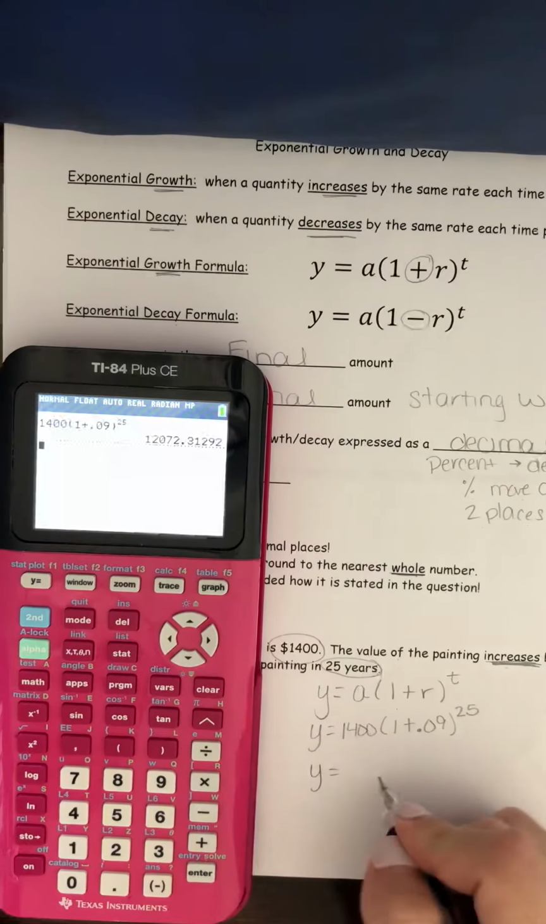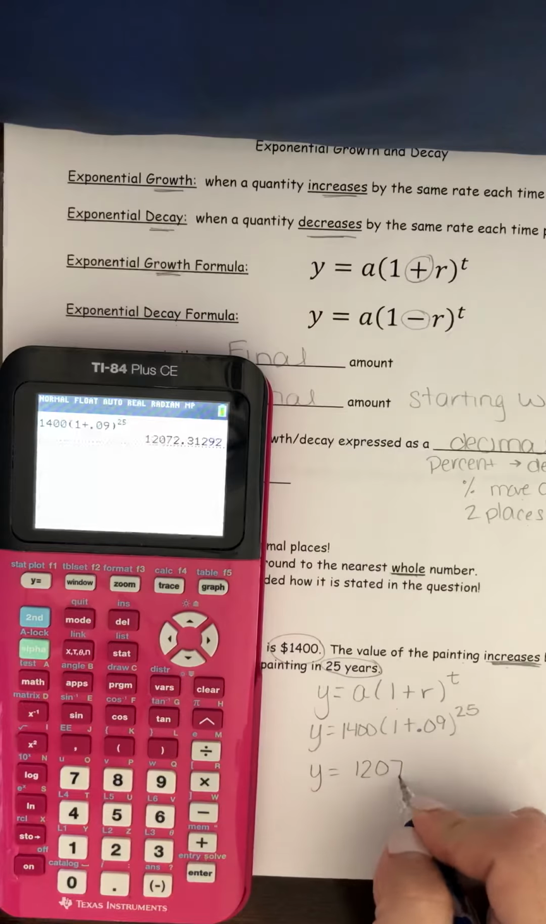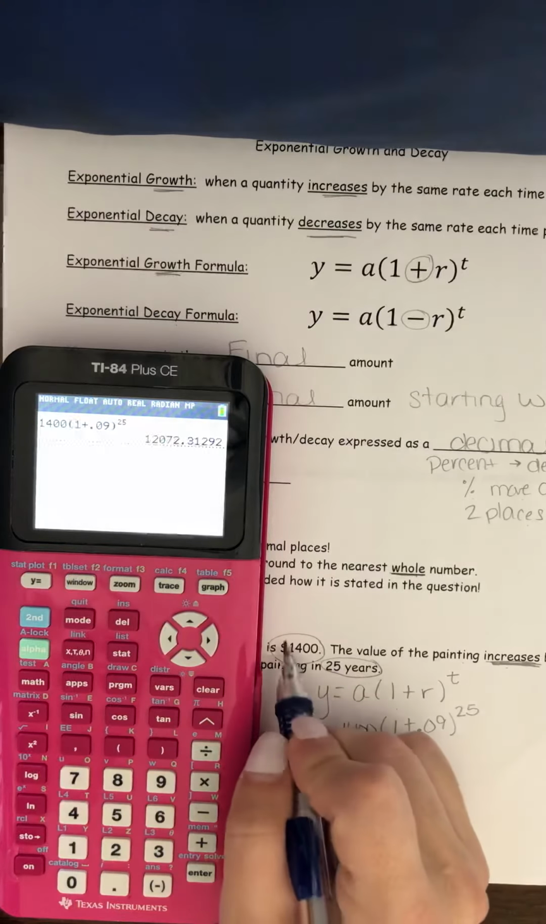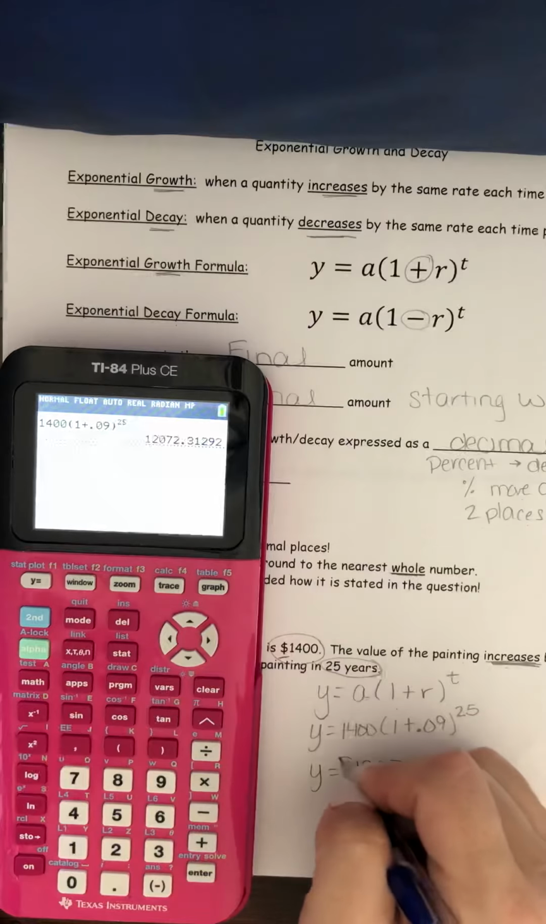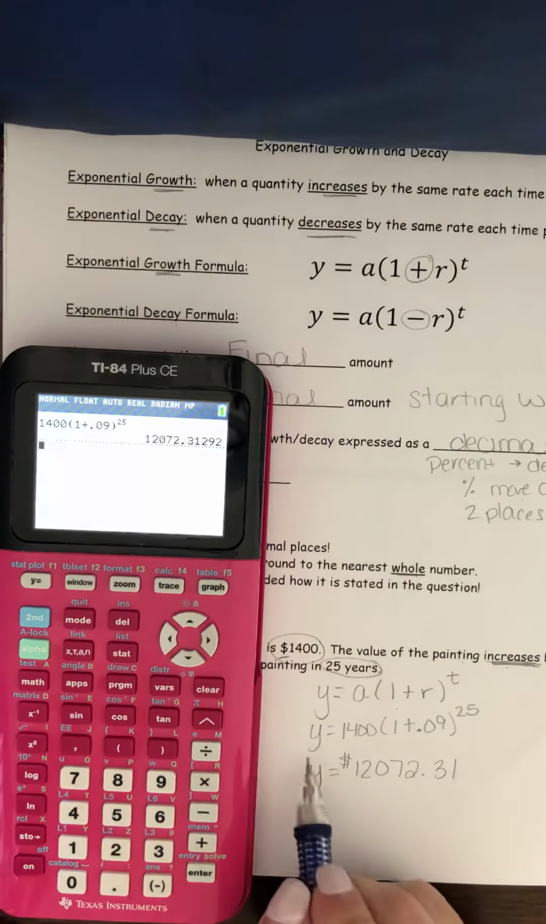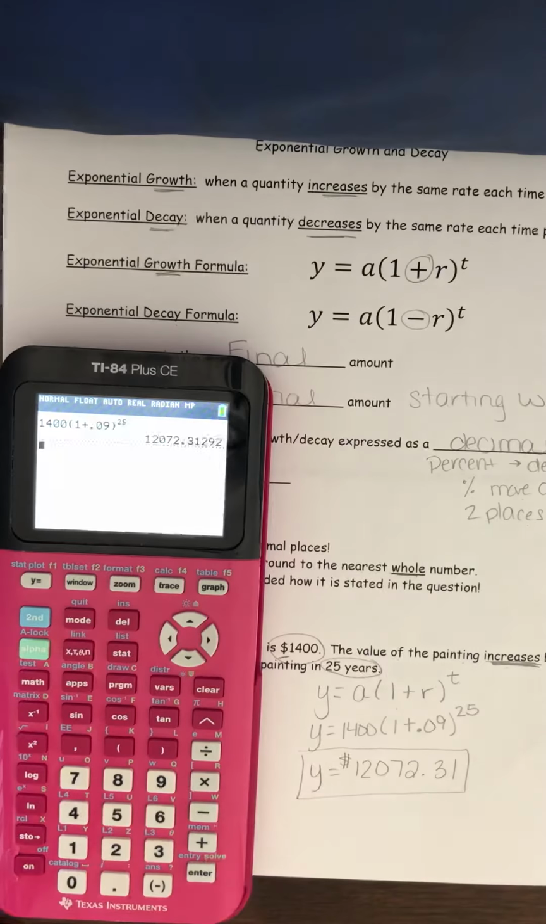Hit enter. So y is equal to 12,072, and it was money to start, so we can go out 2 decimals, 0.31. Because it's money, we want a dollar sign there, and we always box in our final answer.